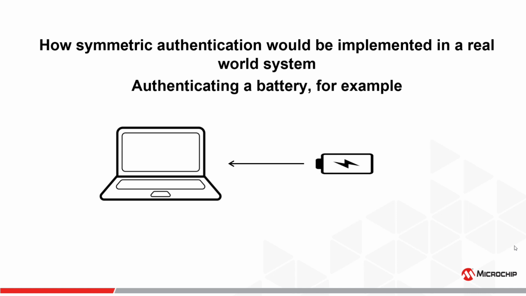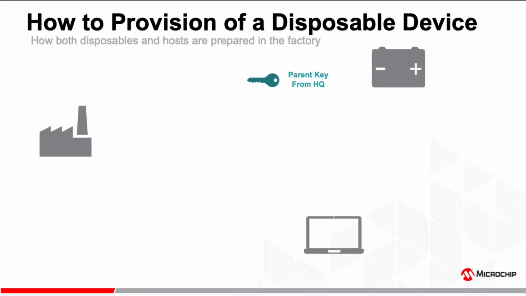Authenticating a battery, for example. First, we'll talk about how the computer and battery are provisioned. Provisioned means set up so that they can communicate with each other. Let's talk about how these things are provisioned in the factory. The OEM creates a parent key. This comes from headquarters and is, of course, protected.